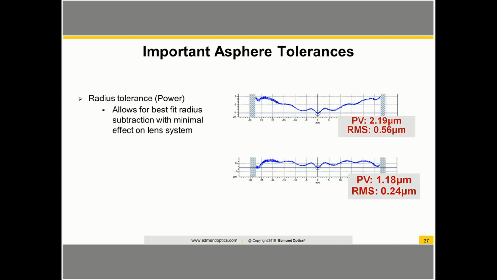Another tolerance that is not strictly required, but is really useful for the manufacturer, is to allow the vertex radius of the Asphere to vary a little bit, or to give a power tolerance. So in most cases, the power or radius change can be compensated for in the system, so it wouldn't affect the total performance. The picture on the right gives an example of how this is useful for the manufacturer. So this shows the irregularity measurement on the same lens. However, in the bottom one, just by allowing the radius to vary by a couple microns, you're able to cut the irregularity measurement in half.